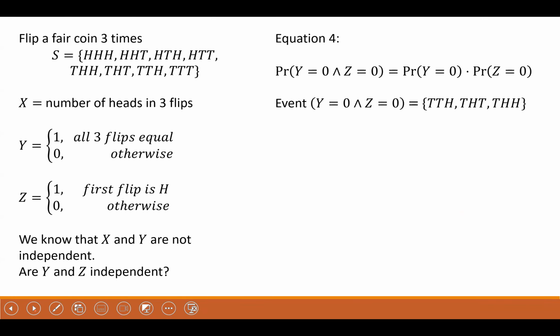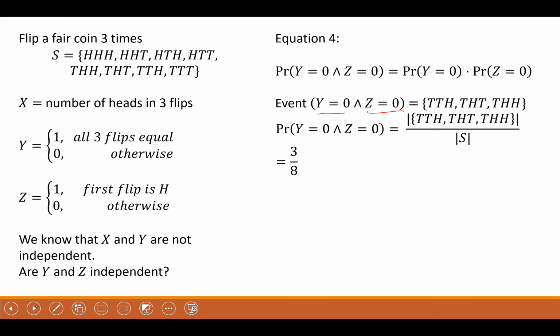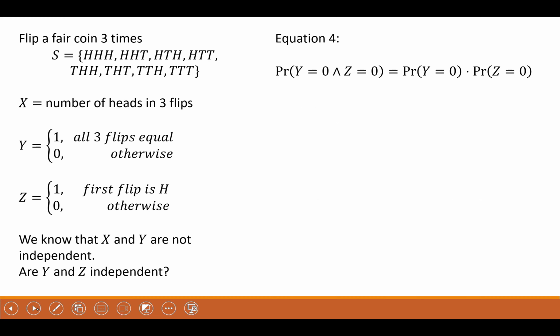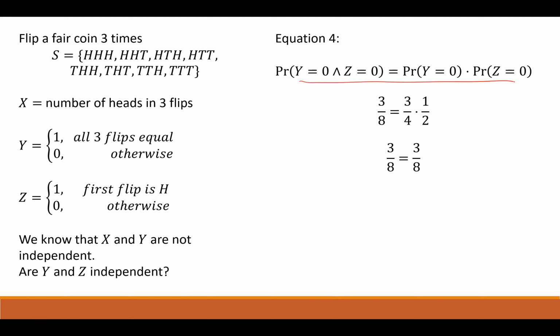Y equals 0, z equals 0. So yeah, not all the flips are equal, and the first flip is tails. That has a size of 3. So that is probability 3/8. And yeah, if I plug the values in again, I get 3/8 equals 3/8. So these are also independent.